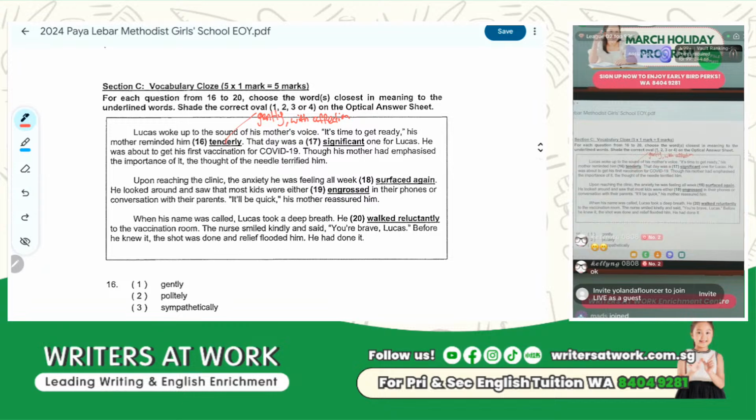That day was a significant one for Lucas. Significant here means something is very important. It's very worthy of attention. Okay? Because he was getting his first COVID vaccine. And though his mother had emphasized the importance, the thought of the needle terrified him. So upon reaching the clinic, the anxiety he was feeling all week surfaced again. So when something surfaces again, it means it appears after being absent.